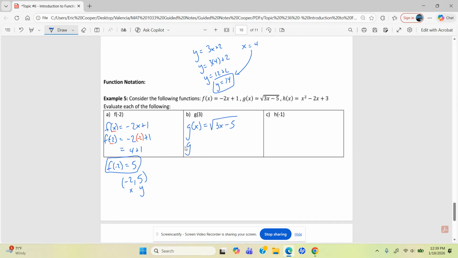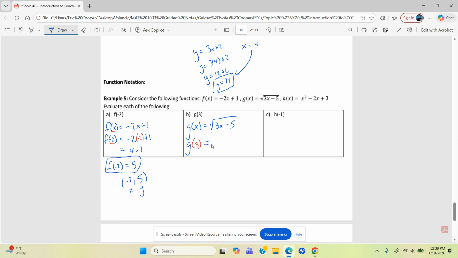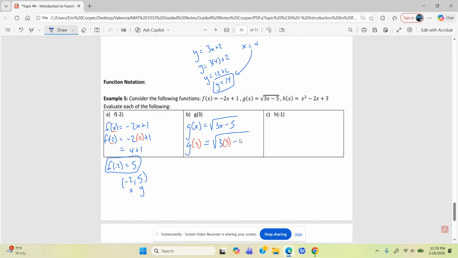And I want to solve for g of 3. So all I'm going to do is use the exact same function, but where it says x, I'm going to plug in a 3. And then I'm going to go through and evaluate the number. As I do this, 3 times 3 is 9. 9 minus 5 is 4. The square root of 4 is equal to 2. So g of 3 is equal to 2.